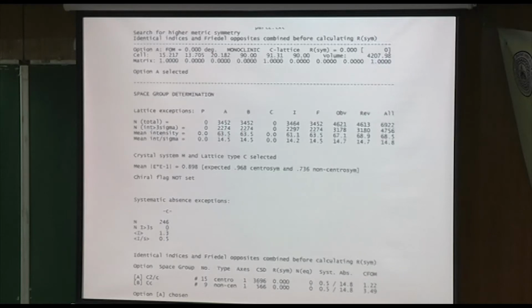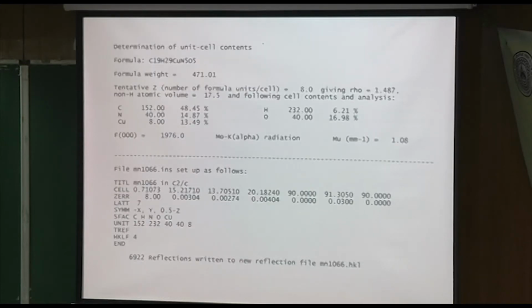And this CFOM is short for combined figure of merit. So it's taking into account the systematic absences, the e squared minus 1, plus the frequency with which it's seen. It's taken into account, too, from some old database. OK. Anyway. And unit cell contents.